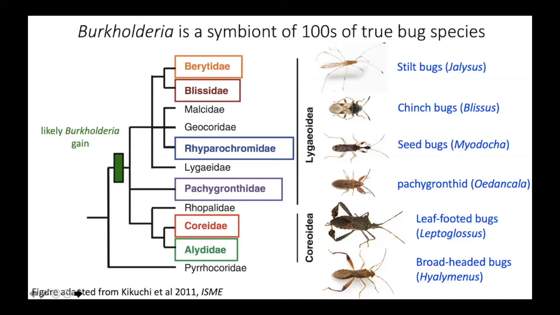And down at the bottom here, Burkholderia is also present in broad-headed bugs, which are pretty common in Texas in the spring most years. So they like things like the seed pods of legumes and milkweed. And they're really fun because the nymphs of these broad-headed bugs look like ants. And then the adults often are wasp mimics.